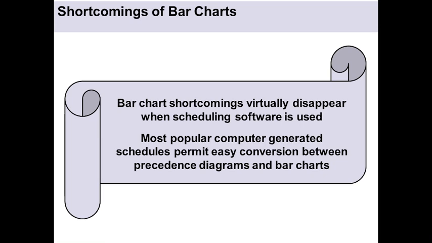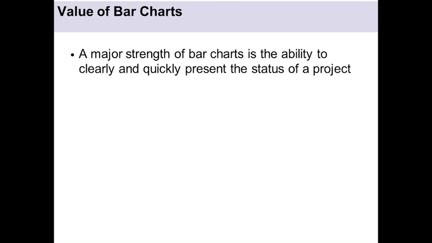Bar chart shortcomings virtually disappear when scheduling software is used. If we use computer software, then definitely you can handle a number of activities, so the shortcomings will disappear. Most popular computer-generated schedules permit easy conversion between a precedence diagram and a bar chart. Precedence diagrams are a newer method to display the schedule. So you can convert a bar chart into a precedence diagram using computer software.